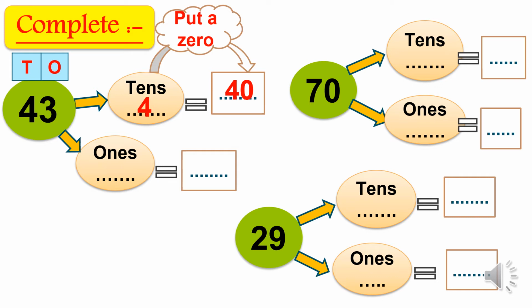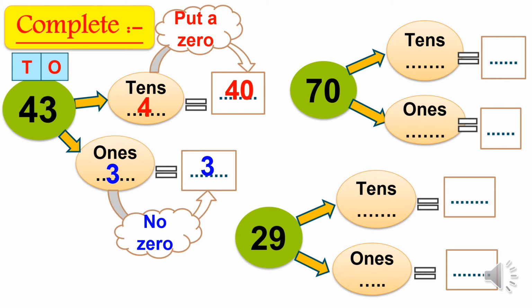Okay, here it asks me in ones. What will I put? 4? No, 3. So its value, we said before there is no 0 in ones, so it equals 3.